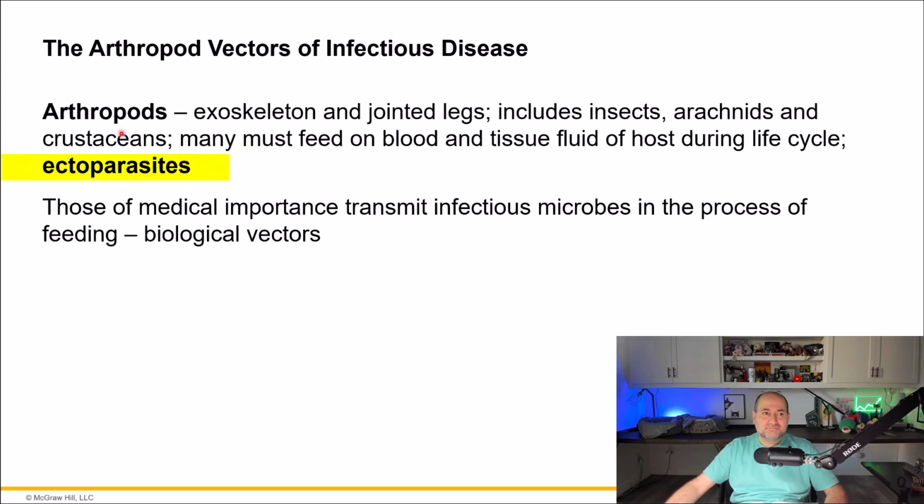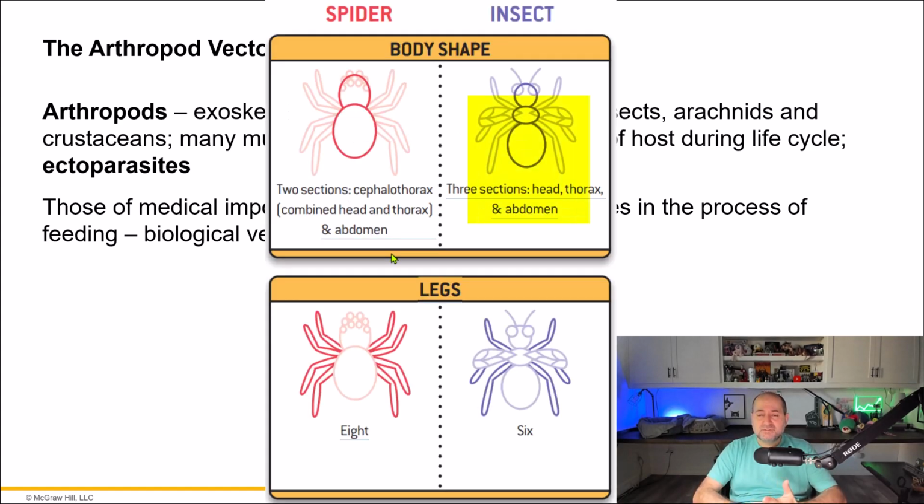So, again, arthropods, I think of them as biting insects usually. These are great vectors. Vectors are living transmitters of disease. Think a mosquito. Think a tick, right? Things like this are arthropods. And many of them transmit infectious microbes in the process of feeding. So they are biological vectors. Do you know the difference between insects and arachnids? Insects have 3 body segments and 6 legs, while arachnids have 2 body segments and 8 legs.